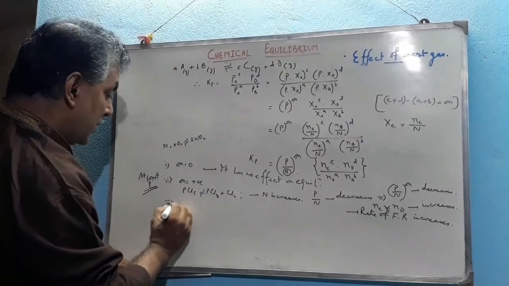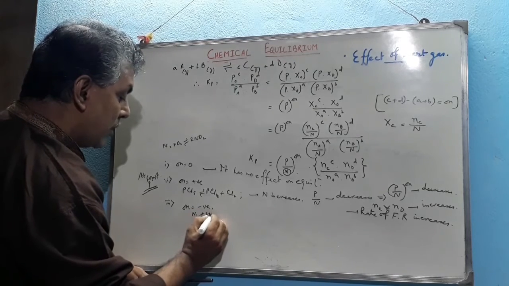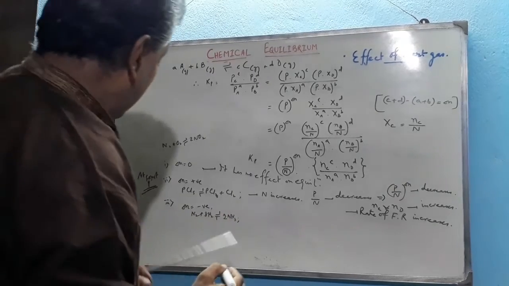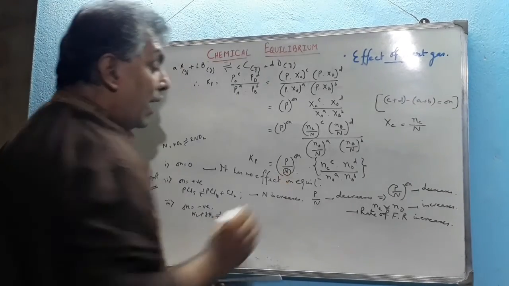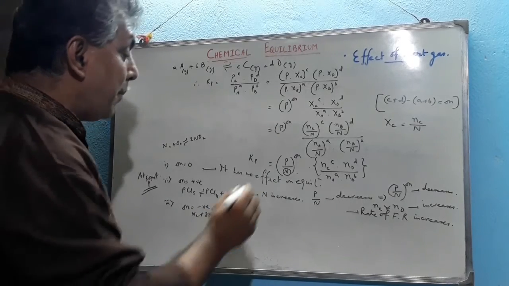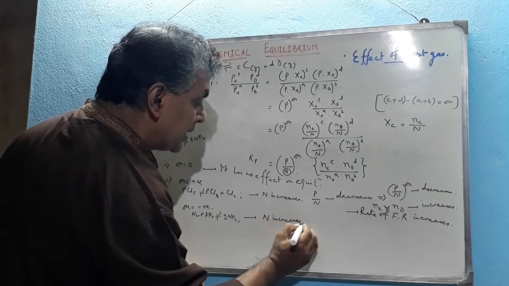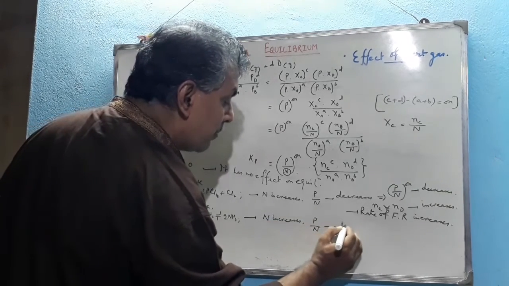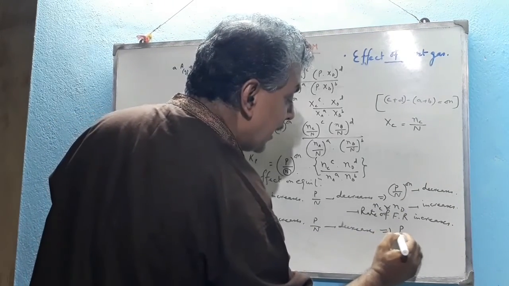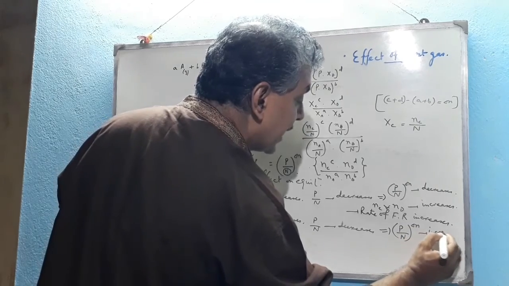Number 3. Suppose del n is negative here, like N2 plus 3H2 reversible to NH3. In a closed container, all these components are in gaseous state. If at constant pressure, we insert some inert gas into the container, then capital N again increases, P by N decreases. But since del n is negative here, we can say that P by N to the power del n increases.